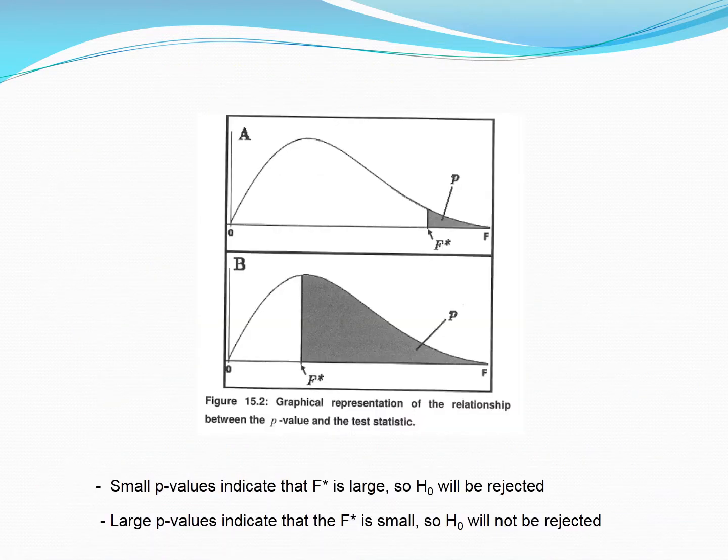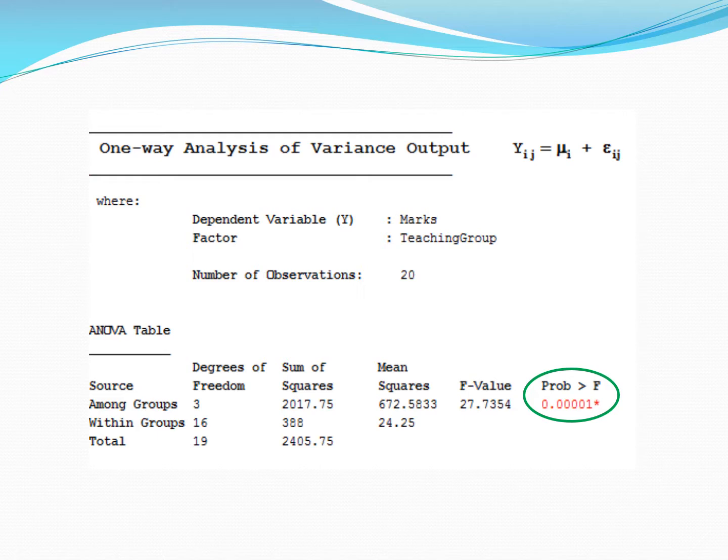There's a relationship between the F values and the p-values. If our F statistic is large, our p-value will be small, so that's why we reject the null hypothesis, since this is our rejection region. And if our F value is small, then our p-value will be large. On the computer output, you will find your p-value here in the last column in your ANOVA table.